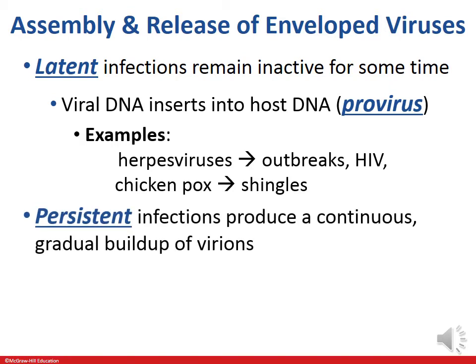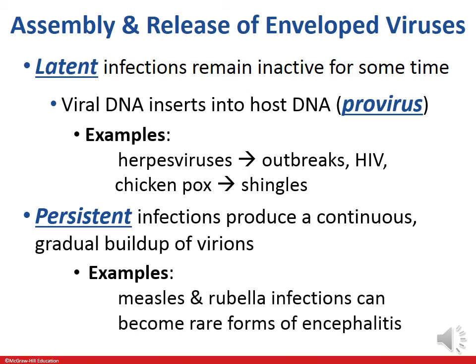Latency and persistence are two different characteristics. Persistent infections are those where the virus is in the host and they are just continuously releasing virions from live host cells, and they never really kill the host cell. And so you get this gradual buildup, and you can get enough of them built up in the body that it can be fatal.